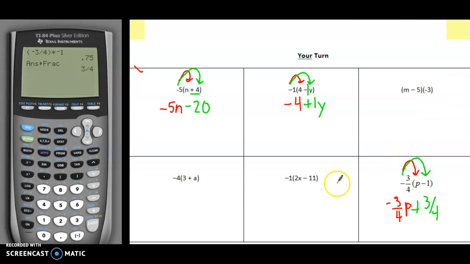All right, go ahead and try these other 3 on your own. Be careful on this one. You can go ahead and move this term to the front and then proceed. So pause my video, go ahead and try those 3 problems, and then when you're ready, join us again just to check those.